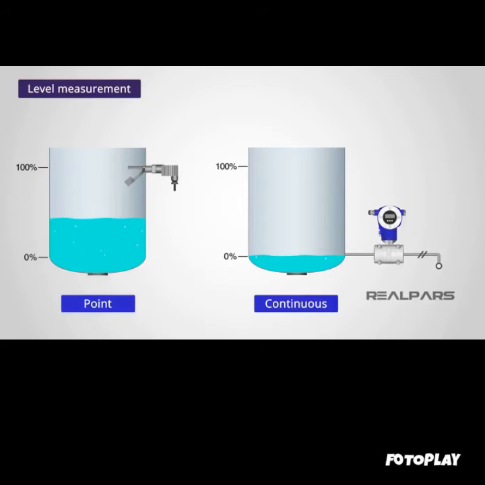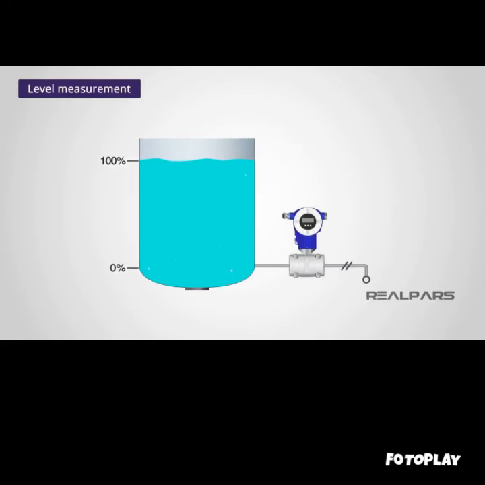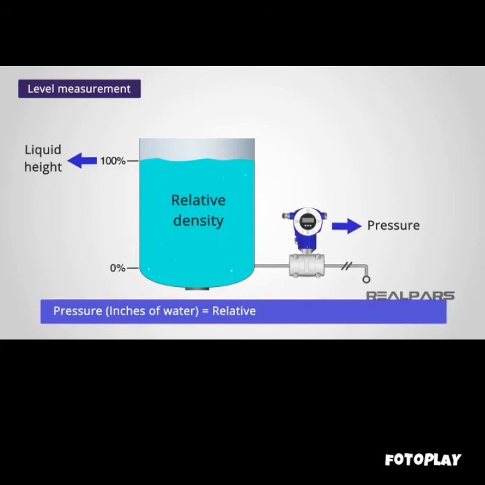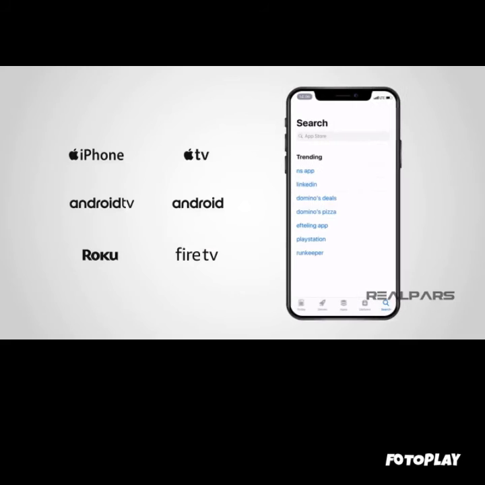Let's review what we've discussed in this video. Level measurement can be divided into 2 categories: point and continuous. Point level sensors are used to mark a specific single liquid height. A continuous level sensor measures the fluid level within a measurement range rather than at a specific single point. Vessel level can be determined indirectly using a differential pressure transmitter by measuring the pressure at the 0% point of the vessel and inferring the level. For vessel measurements, pressure in inches of water is equal to the relative density of the liquid multiplied by the height of the surface of the liquid in inches.